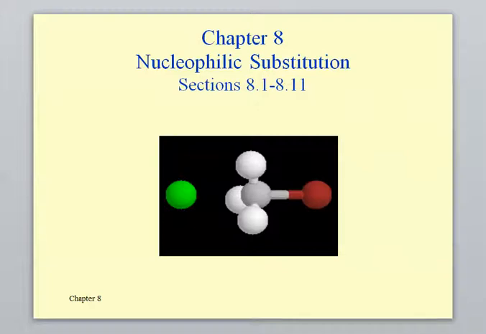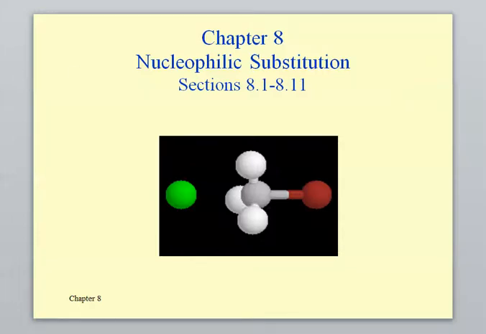In Chapter 4, it was mainly alcohols being turned into alkyl halides. In this Chapter 8, the alkyl halides are the starting point to make a number of other compounds by having the halogen being replaced or substituted by other atoms. So you can see this corresponds to what's in the first 11 sections of Chapter 8 in your book.